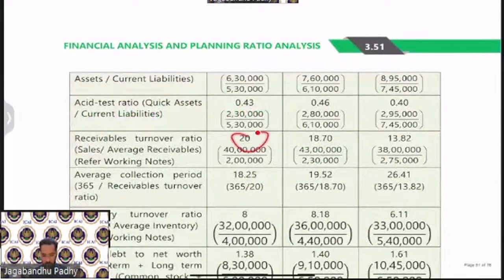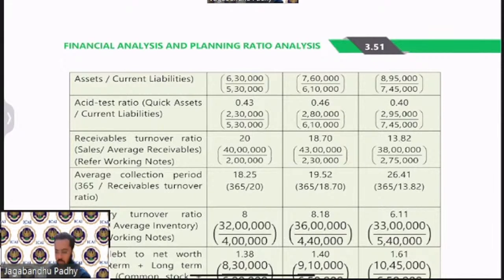We look at the receivables turnover ratio. Now here, the bells should start ringing. Sir, earlier I used to sell 20 times in a year. Second year I sold 18.7 times. Third year I sold 13.82 times. It means my turnover is falling. I'm not able to sell. I'm not able to make repetitive sales to my customers.